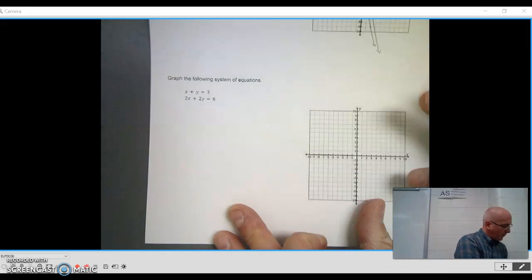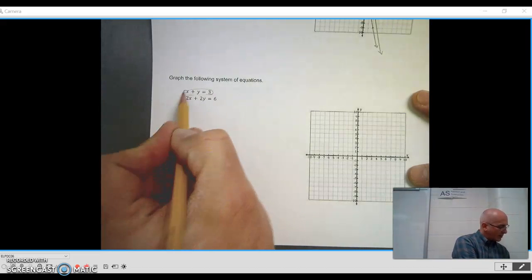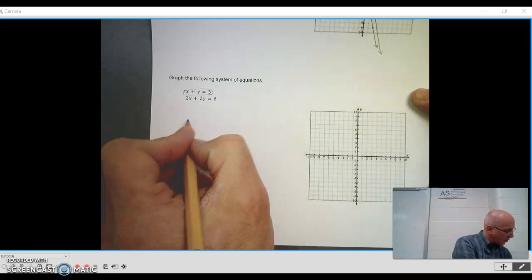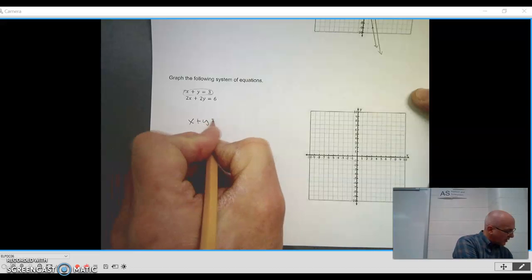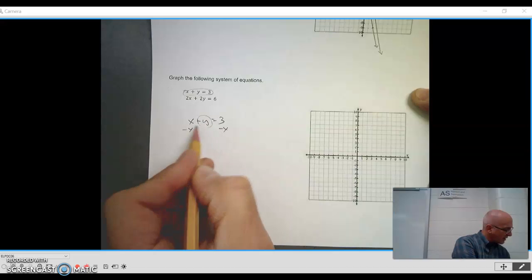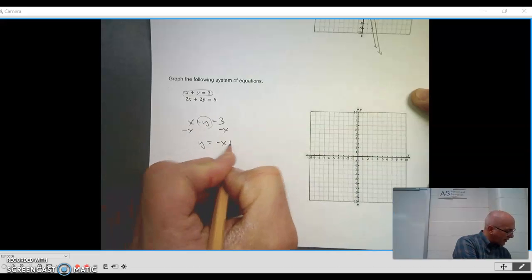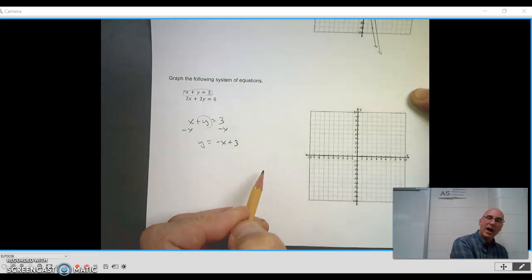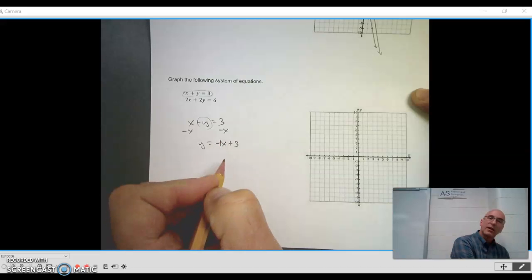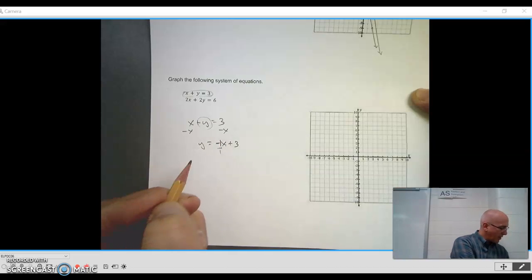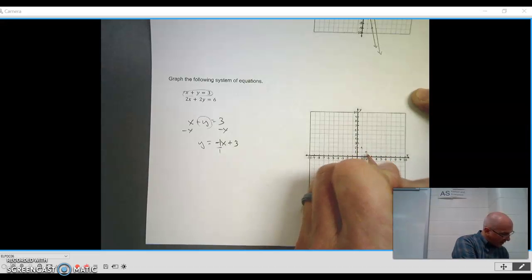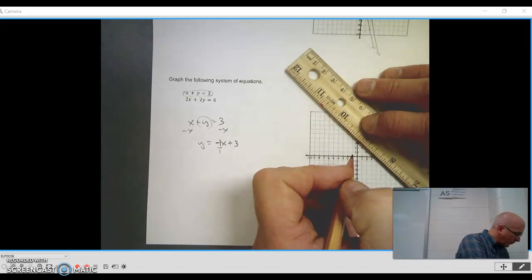Let's do one more. So x plus y equals 3. Let's first put that into slope-intercept form. We are going to subtract x from both sides because we're going to isolate that y. So y equals negative x plus 3. We can now graph that. Remember, if you have negative x, this is really the same as negative 1x. And we can put that over 1. So I have a y-intercept of 3 and then down 1 over 1.